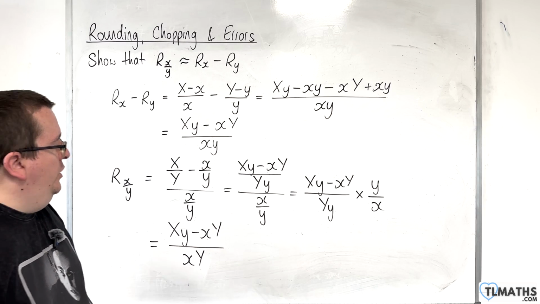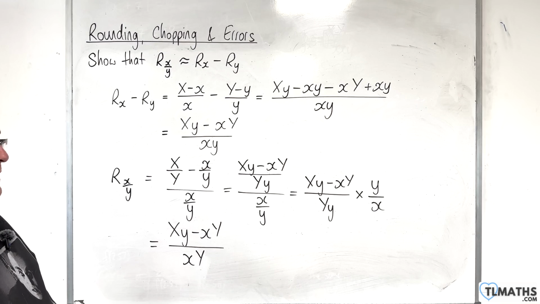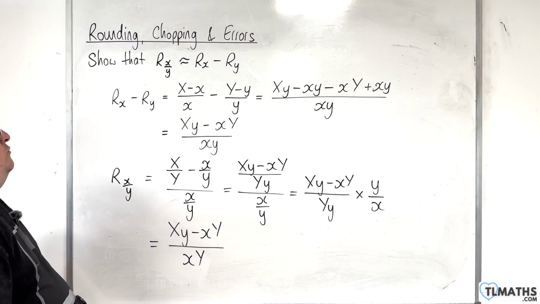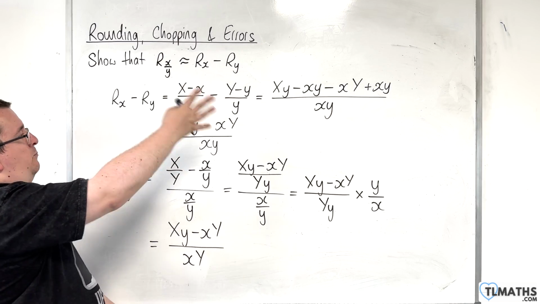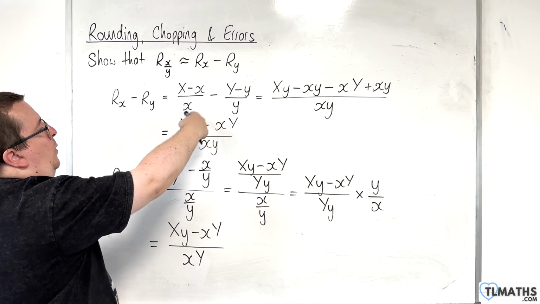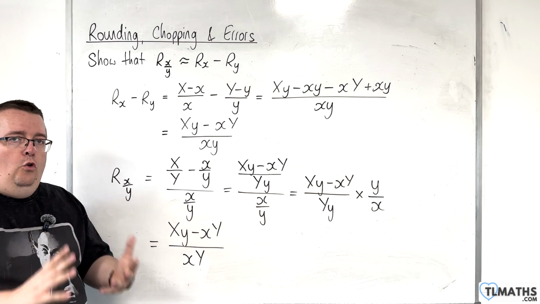So you can see that actually these two are very similar indeed. And so that shows you that the relative error of x over y is approximately equal to the relative error of x take away the relative error of y. These two things are almost the same.